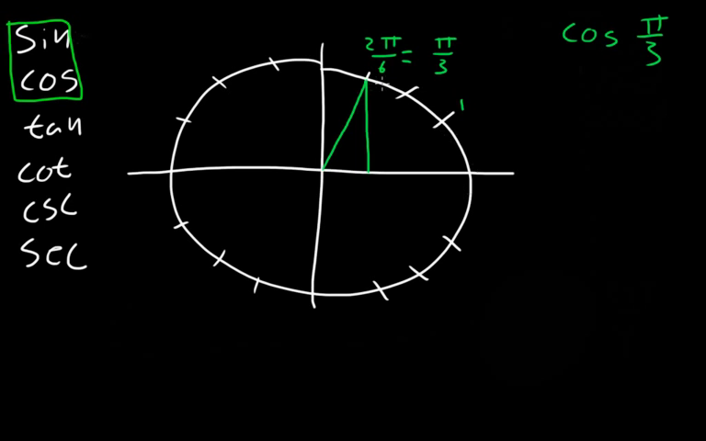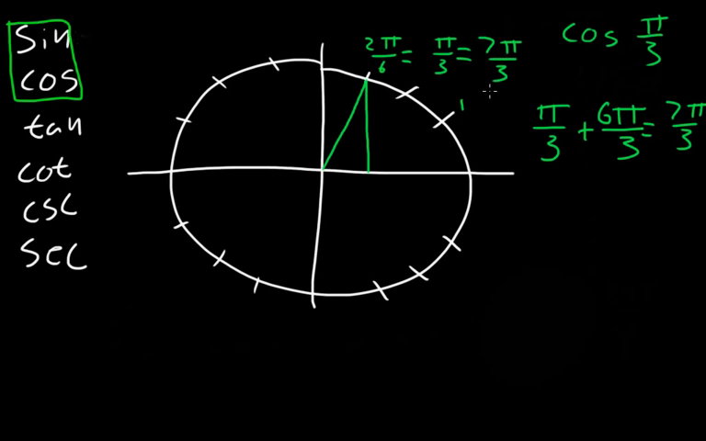And also you can add 2 pi to this. So if you add 2 pi to pi over 3, now we have 2 pi, we have to make the denominator 3 also, which means we multiply the top and the bottom by 3, so the top is going to be 6 pi. If we add these two together, we get 7 pi over 3. So this value is also equal to 7 pi over 3.